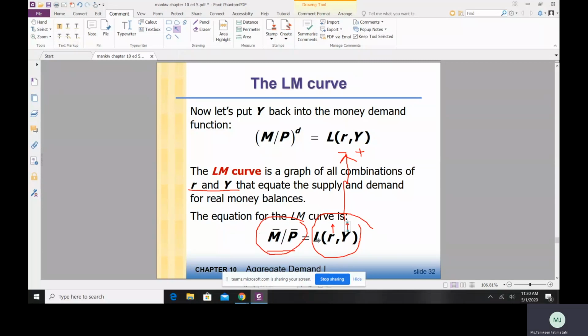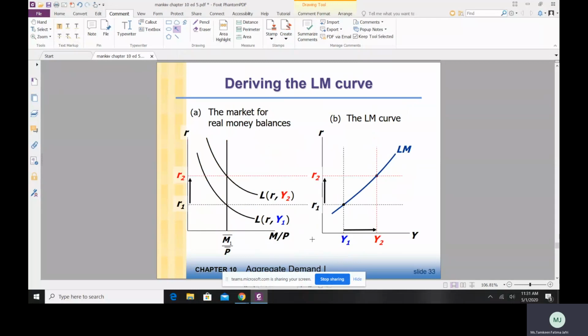Let me just summarize. See, with an increase in R, money demand will fall. I have to bring it back to its original level. How will I do that? By increasing Y. So this basically proves that the LM curve will be upward sloping because there exists a positive relationship between R and Y. You can see this diagrammatically as well in this slide.